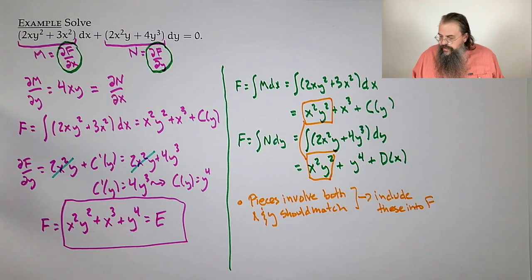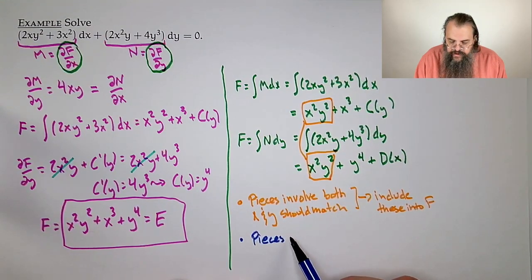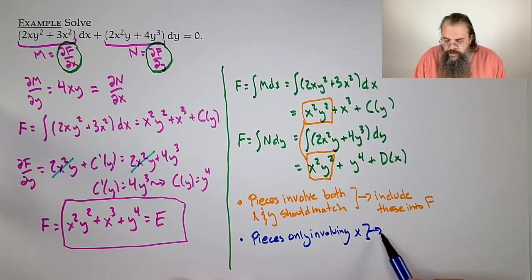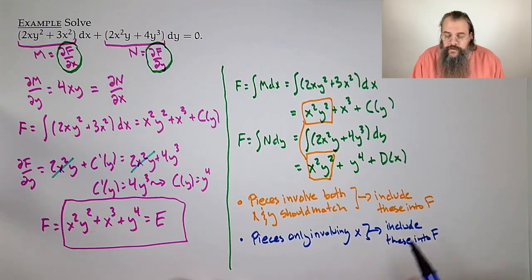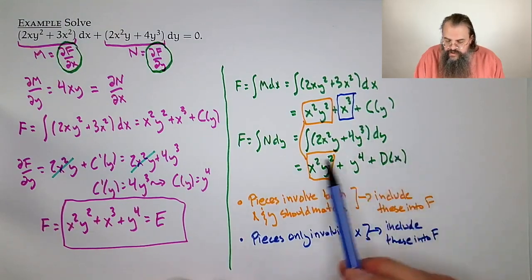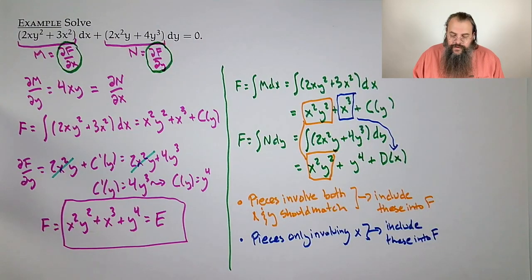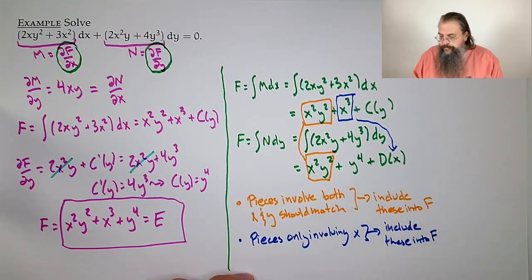Okay, so the other parts are we say, all right, now pieces only involving x are fine. There's nothing to check, and we don't compare, but we include these into f. And so we say, okay, well, there's a piece that involves only x, and that's the x cubed. Now, on a side note, you might say, well, where is it down here? And the answer is it's in that d of x. So by integrating both of these, we're actually figuring out what this should be here.